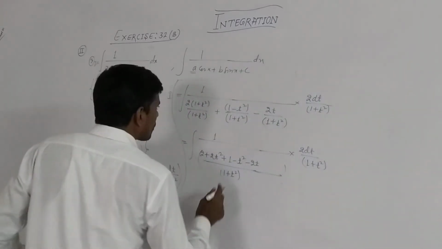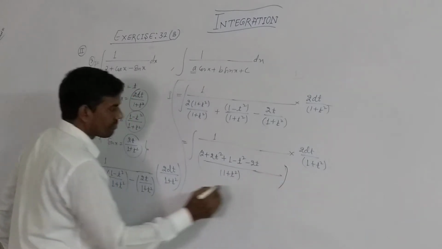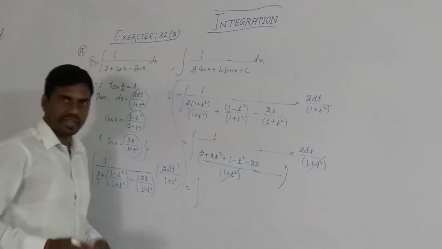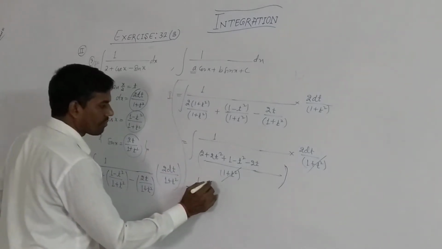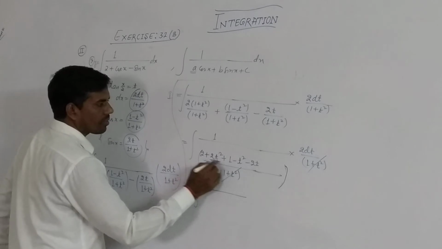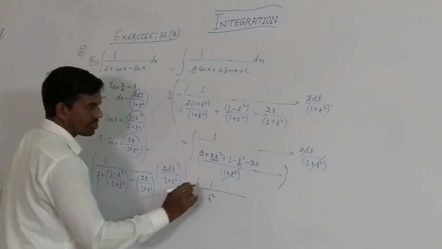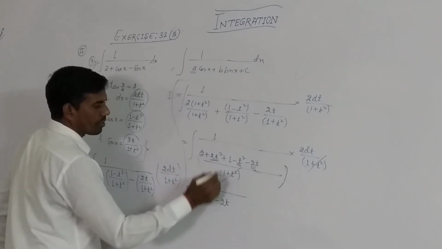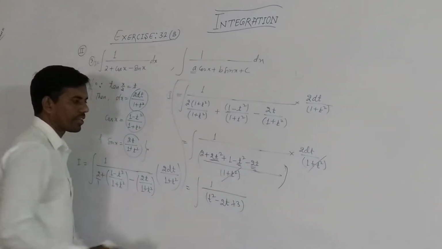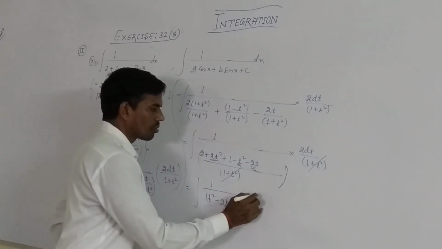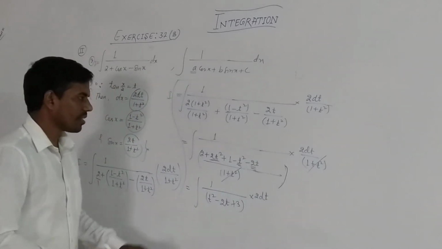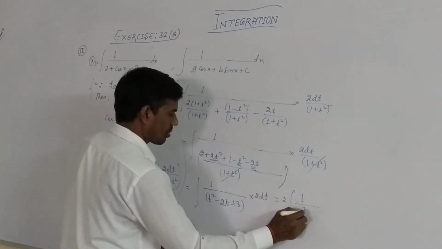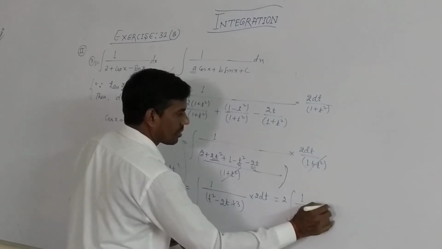Okay students, after simplification, 1 plus t square and 1 plus t square get cancelled with each other. We have 1 upon 2t square minus t square, that is plus t square, minus 2t, and 2 plus 1, that is 3. So t square minus 2t plus 3 into 2 dt, and this one is equal to twice of the integral of 1 upon t square minus 2t plus 3 dt.